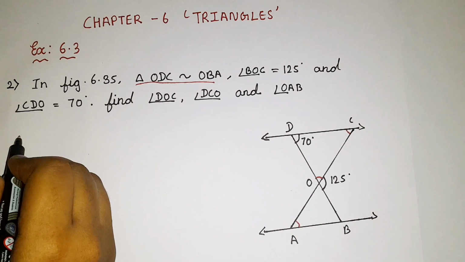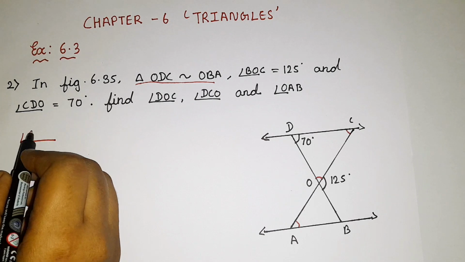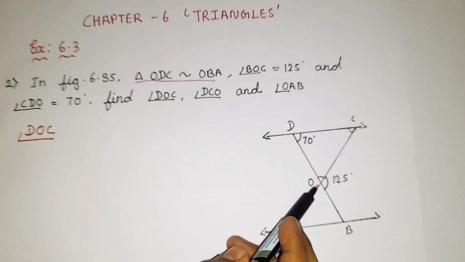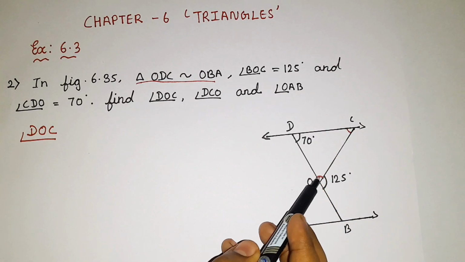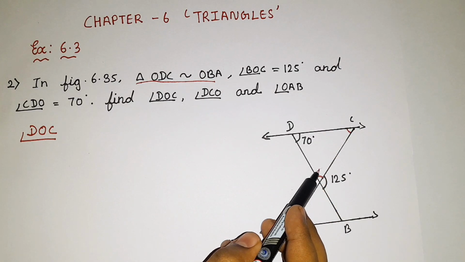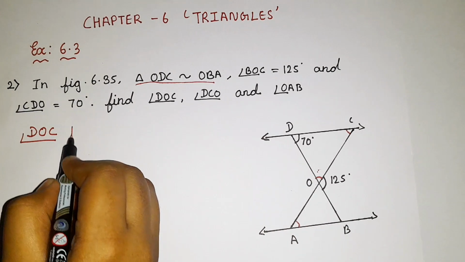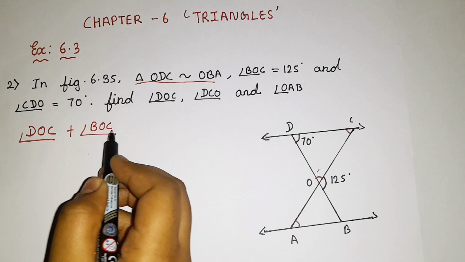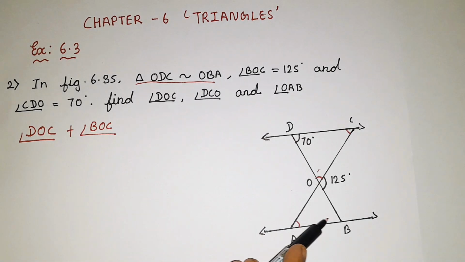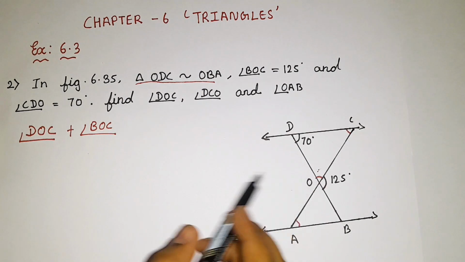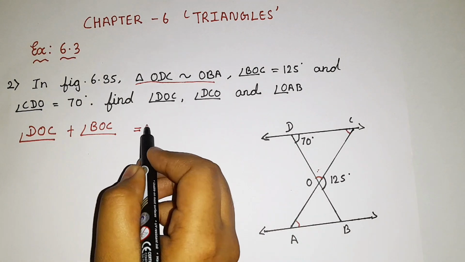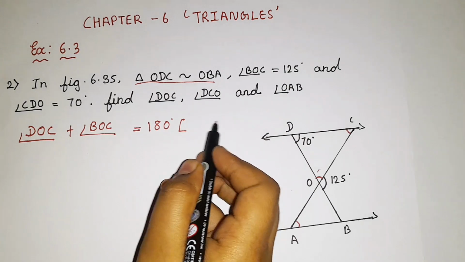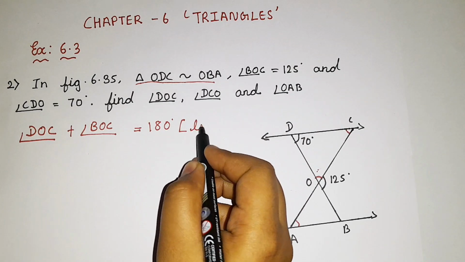So when I add angle DOC, where is angle DOC? We are supposed to find the O value, so it is missing here, plus angle BOC. Why did I take angle BOC? Because BOC has a value, 125 degrees, so it's going to be helpful for us. And that is equal to 180 degrees. How is it 180 degrees? Because it is a linear pair.